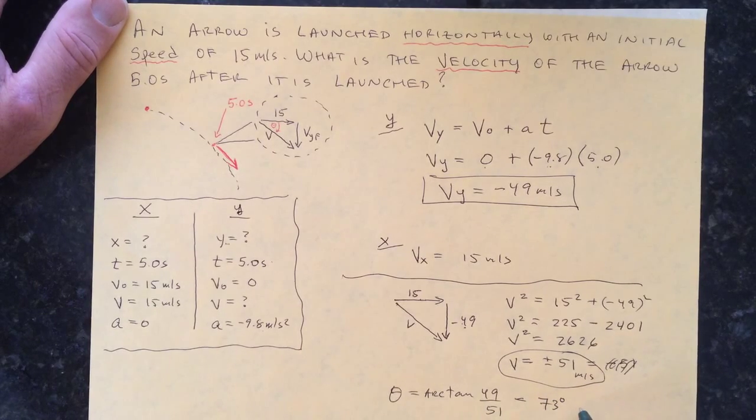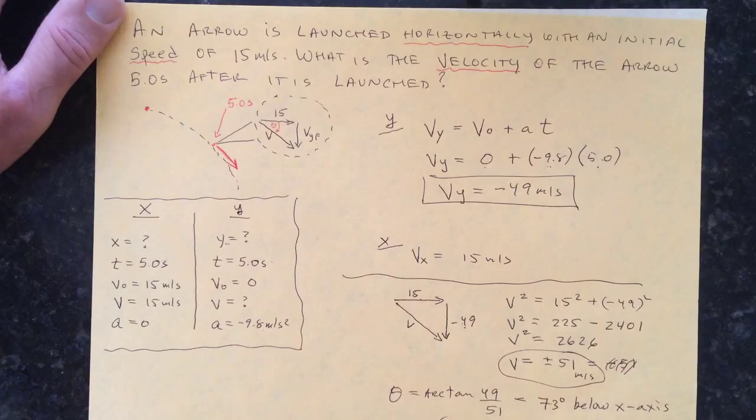And I need to say with respect to a particular axis. So I'm going to say below the x-axis. That would be good. Or I can say 73 degrees south of east using the polar coordinate axes.